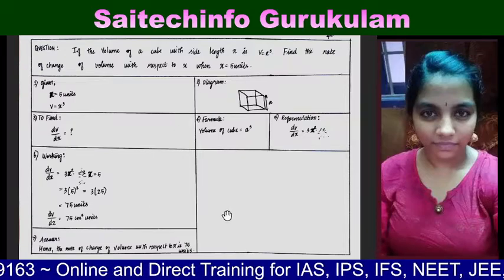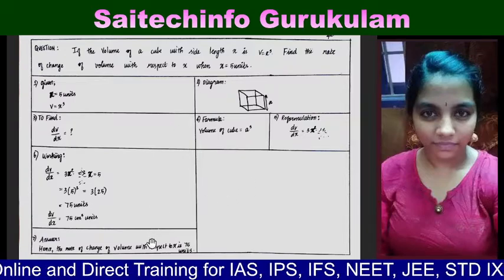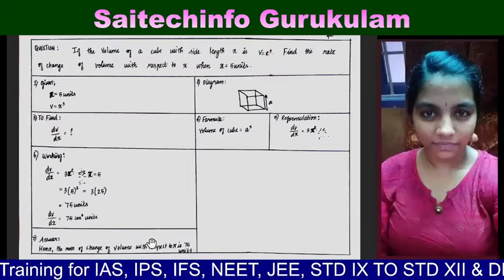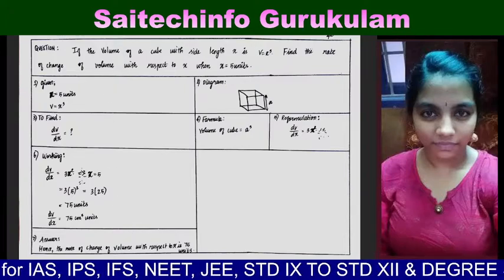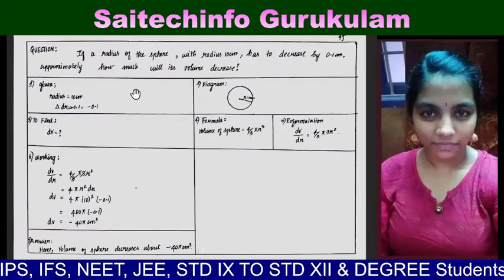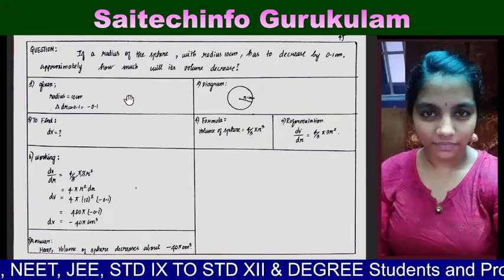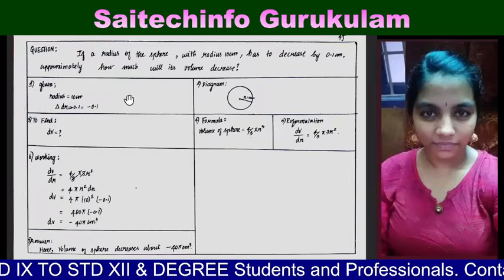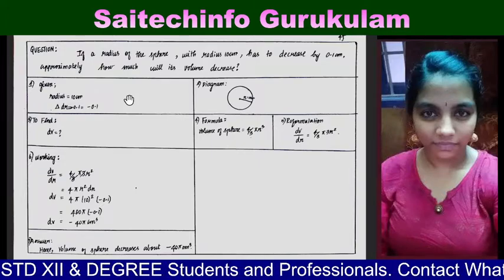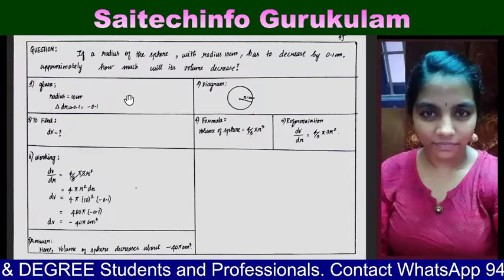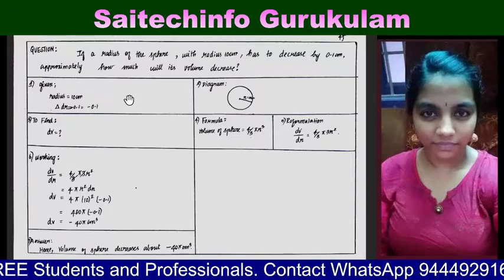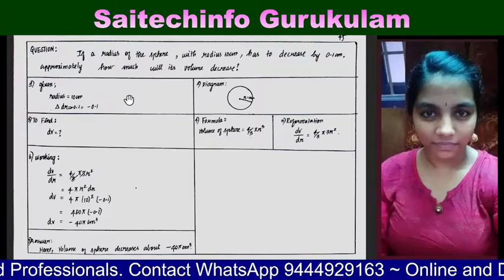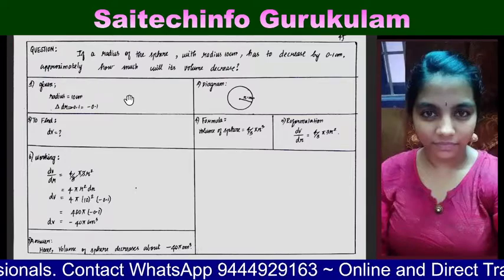Next question, if the radius of a sphere with radius 10 centimeter has to decrease by 0.1 centimeter approximately, how much will its volume decrease? So, from the given question, we came to know radius is equal to 10 centimeter and delta r, that is the decrease in radius, is 0.1 centimeter. That is, if it decreases, we have to take it in minus. So, delta r is equal to minus 0.1. I have just shown a sphere with radius equal to 10 centimeter, and what we have to find is dv, that is the differentiation of volume, dv.